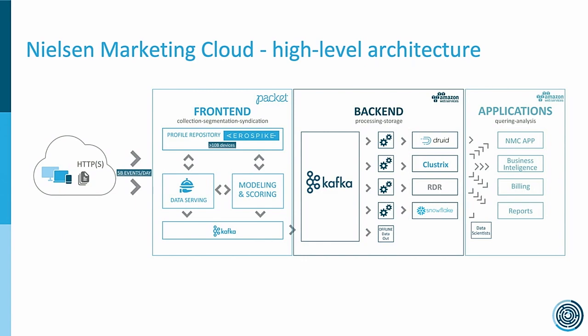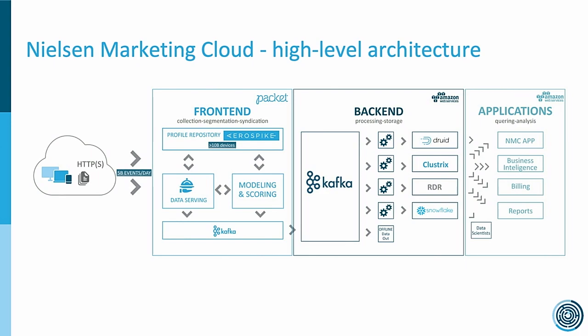Okay, so for supporting all the things that I just described, we have this architecture here. Everything starts with our front-end layer, which collects or gets the offline and online events. We are talking about more than 5 billion events every day. The front-end layer is responsible for doing the basic enrichment. So this is where we generate all the different attributes and assign the attributes to the devices. Then, through Kafka, we are sending all the data to our backend layer or to the big data layer.